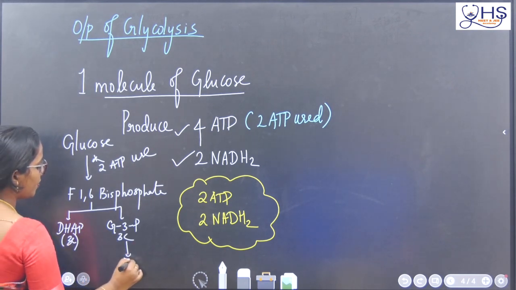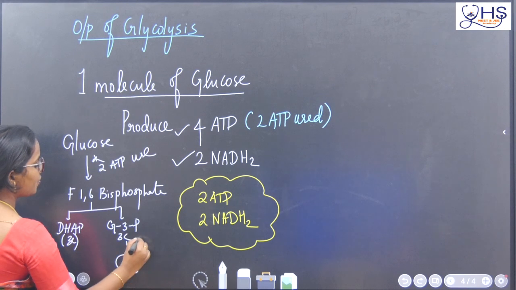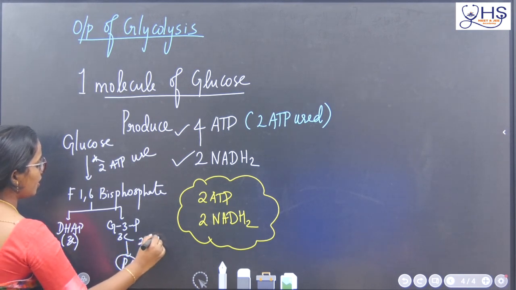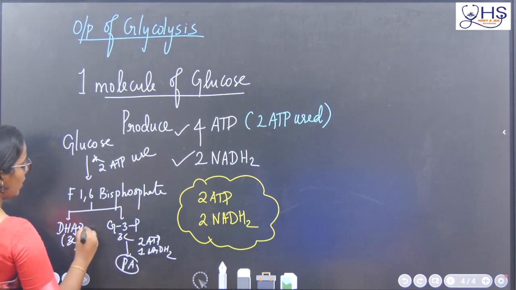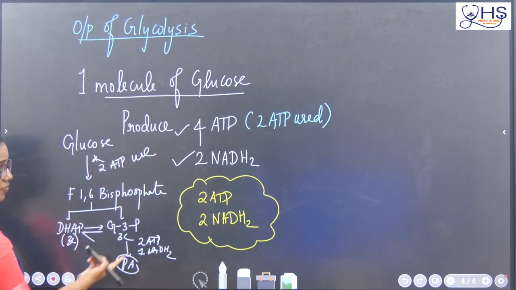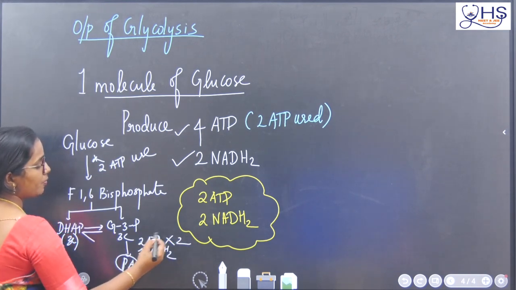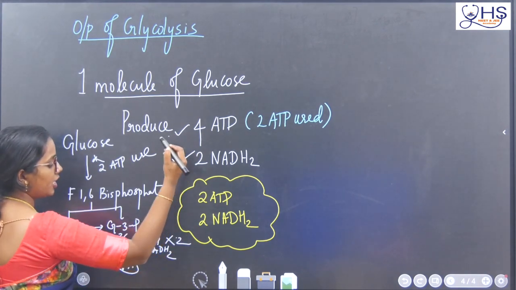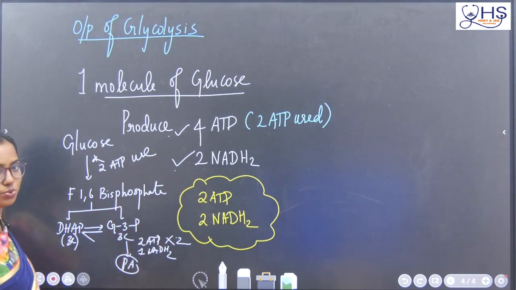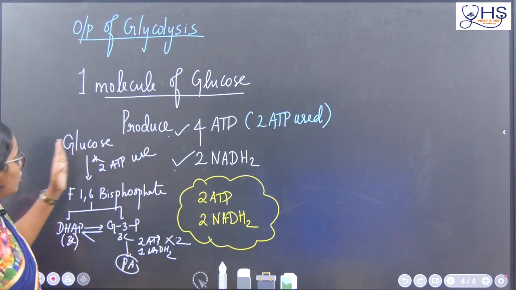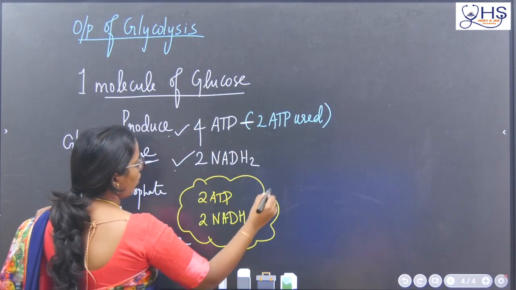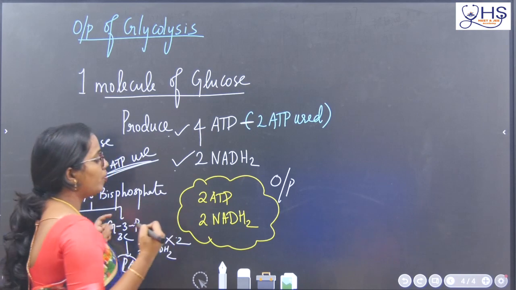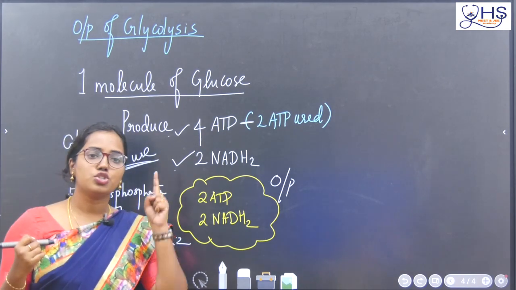Once again here pyruvic acid will be produced. In this process 2 ATP and 1 molecule of NADH2 is produced, and once again this dihydroxyacetone phosphate will convert into glyceraldehyde 3 phosphate. So what we do is multiply by 2: 2 into 2 is 4 ATP and 1 into 2 is 2 NADH2 will be produced. Because 2 ATP is used here, we are going to minus these 2 ATP. So what is the final output? Final output is 2 ATP and 2 NADH2.